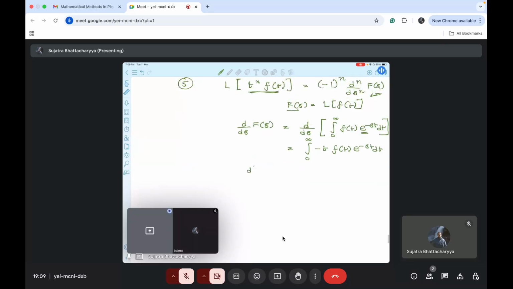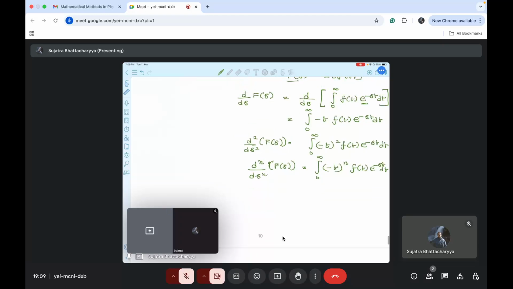Similarly, if you do d2 by ds2 of F(s), then it will be the integral from 0 to infinity, again with a multiplication, so it will be minus t whole square f(t) e to the power minus st dt. If you now do it in a similar way, d^n upon ds^n of F(s) will be the integral from 0 to infinity of minus t to the power n, f of t, e to the power minus st dt. Alright, this is what you will get.